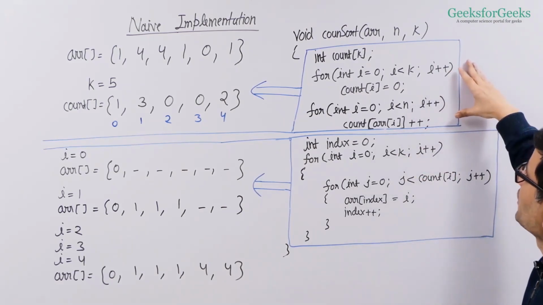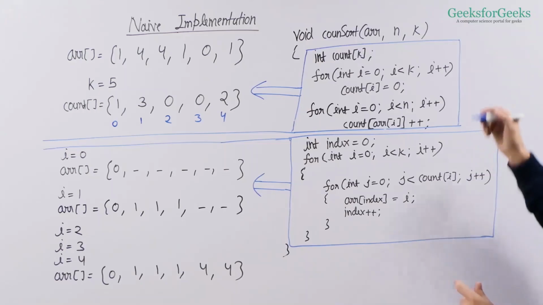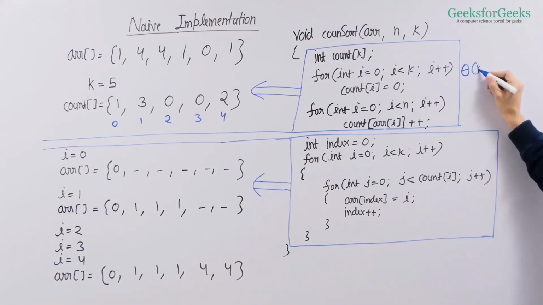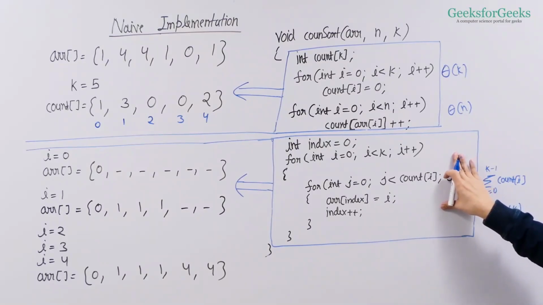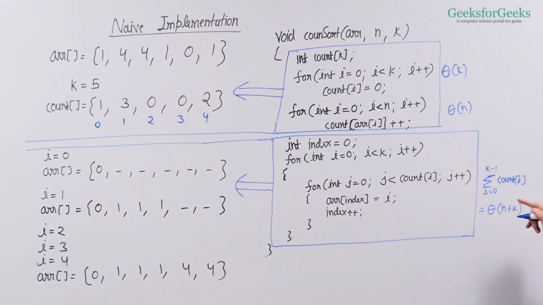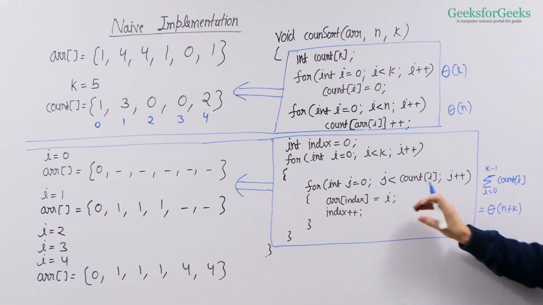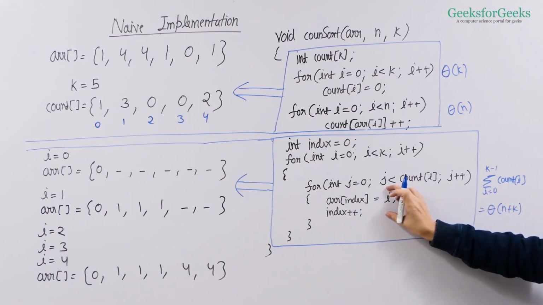The first part of this loop, if you see, it runs theta k times. This runs theta n times. Let's now analyze this loop. This loop runs count I times for every I varying from 0 to k minus 1. And what is the sum of all the counts? It's actually n. So the innermost statements are going to run theta n times.